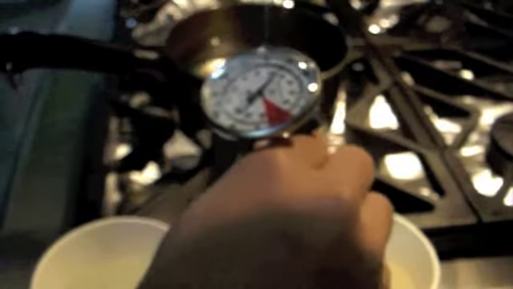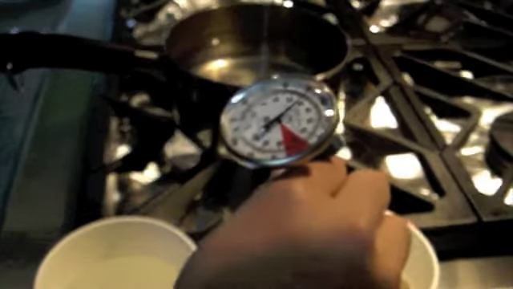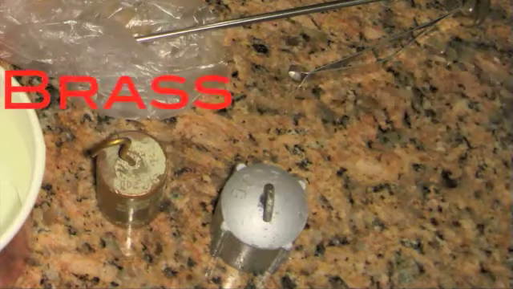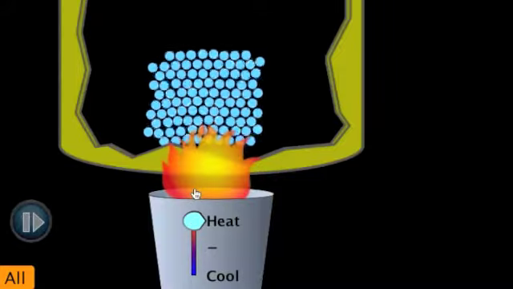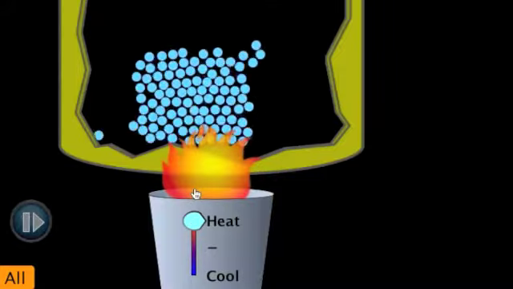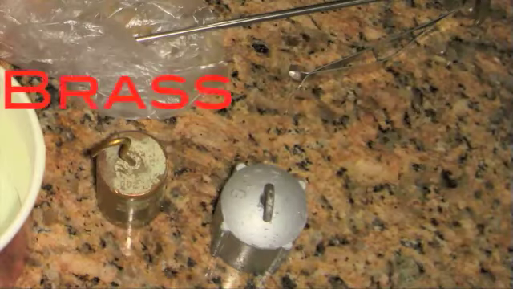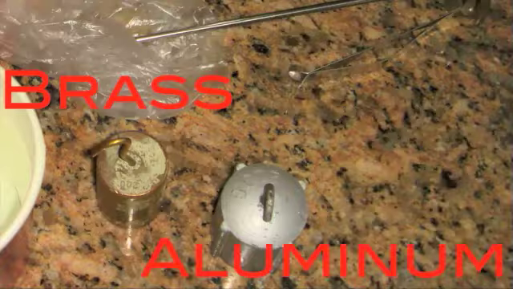Seeing how the brass increased its water temperature more than the aluminum did shows that the brass obtained more heat during the boiling water process. This means that it took less energy to heat up the brass than it did to heat up the aluminum. So after this demo, I can prove that brass has a lower specific heat than aluminum does.